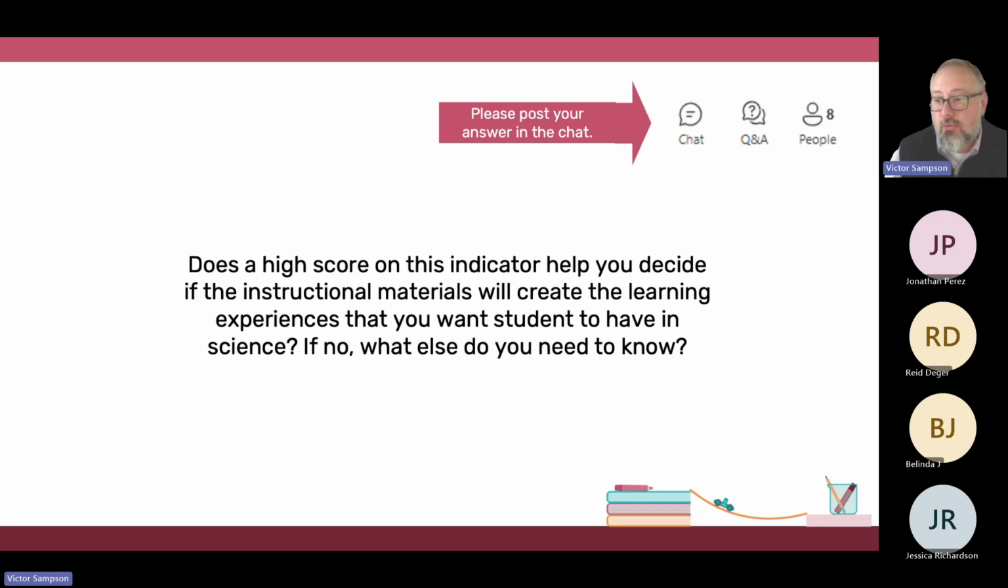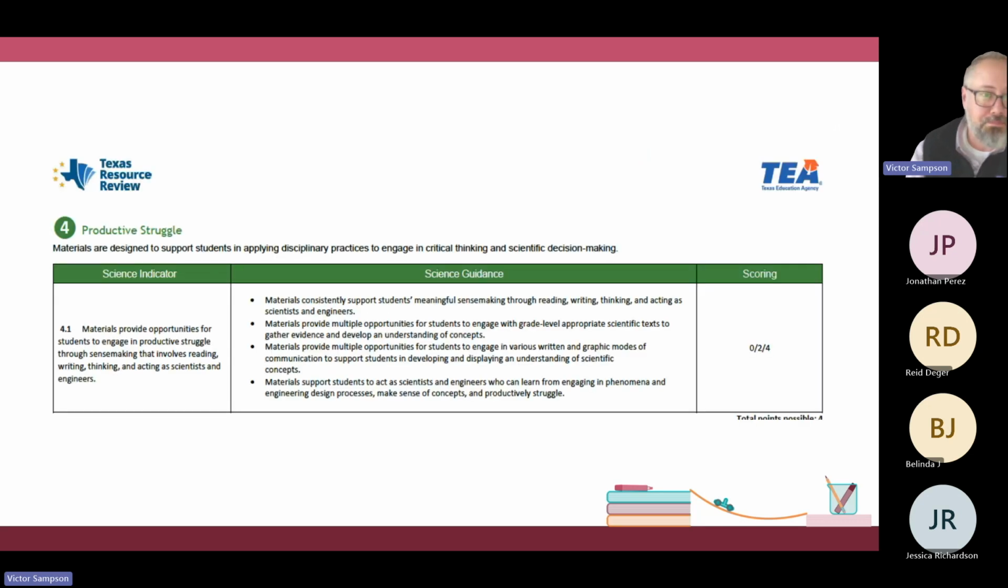So feel free to throw a comment in the chat if you'd like to interact with anybody else that's here, but that's just a thought for you to think about as you're looking at these different materials.